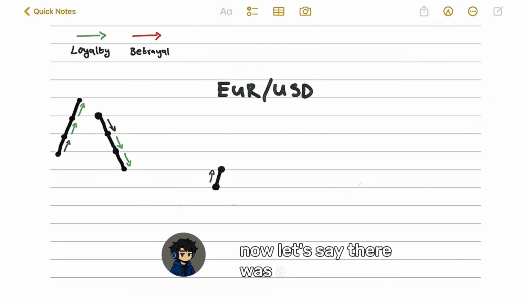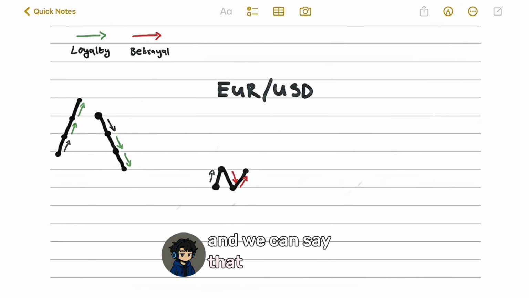Now let's say there was a move up and then a move down. Now this is an opposing move. This gives us the arrow of betrayal. This move betrayed this one, our arrow of betrayal. Should they have a move up, we have another arrow of betrayal because this move up betrayed this move down, just like this move down betrayed this move up.